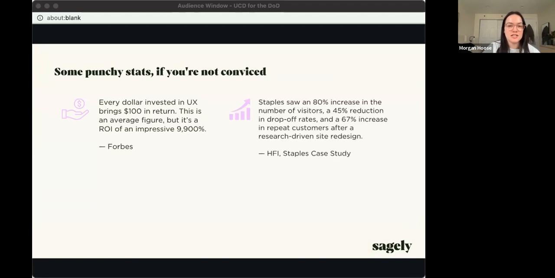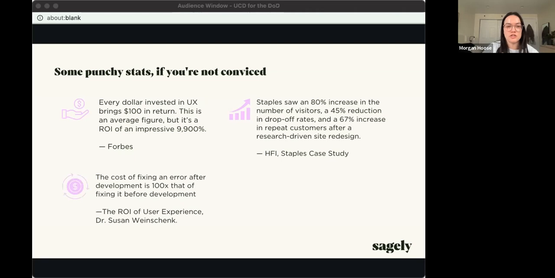Another is that Staples did a research-driven site redesign. They saw an 80% increase in the number of visitors, 45% reduction in drop-off rates, and a 67% increase in repeat customers, just by having their site be more usable and more geared to the user.